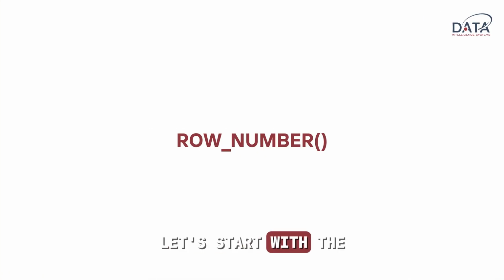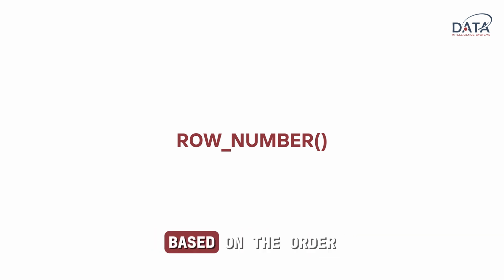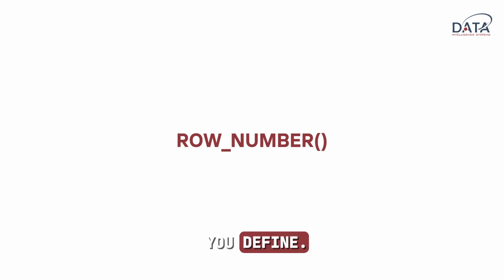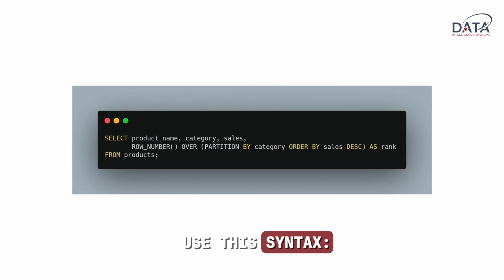Let's start with the most common one, ROW_NUMBER. This assigns a unique number to each row based on the order you define. For example, if you want to rank products by sales within each category, you use this syntax. Here, we're grouping by category and ordering by sales. Row number will reset for each new category.